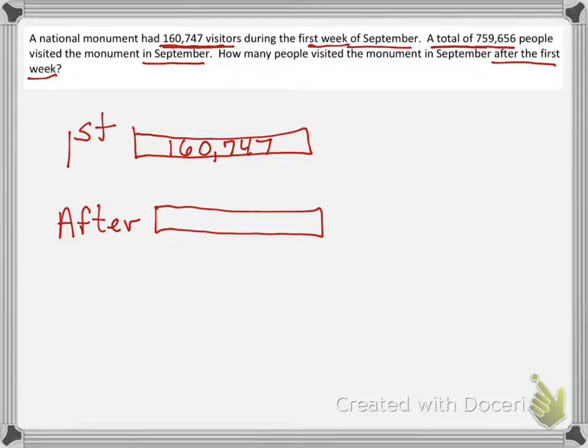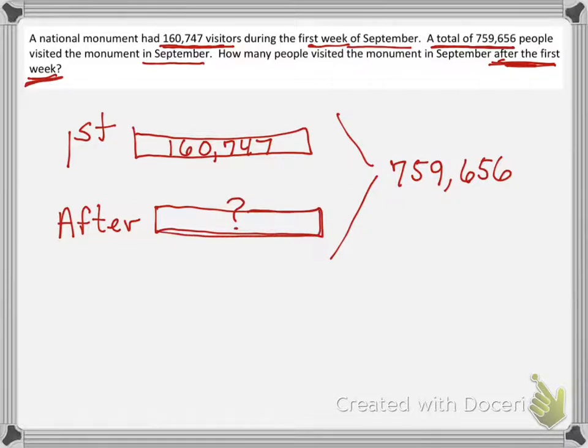And we know that the total amount of people that came in September was 759,656 visitors. But if we look, it says how many people visited the monument in September after the first week. So this is the unknown. We do not know how many people came after that first week. So this is going to get a question mark. This value is unknown. So we know that this amount plus this amount is going to give us this total.